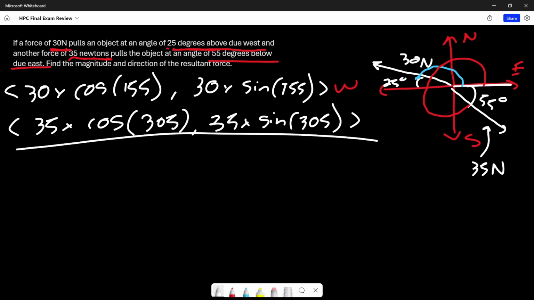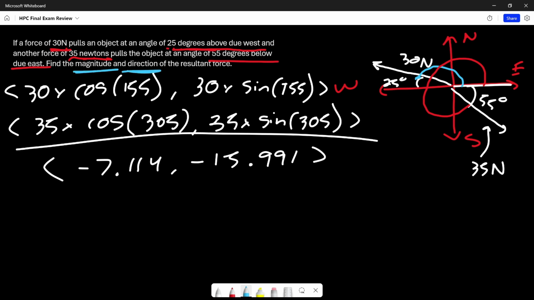Okay, so I've got my horizontal and vertical components now. Once I've added these horizontal components up, I ended up getting minus 7.114. And for the vertical components, I ended up getting minus 15.991. So these are our horizontal and vertical components. Now all this is asking is that we want to find the direction and the magnitude.